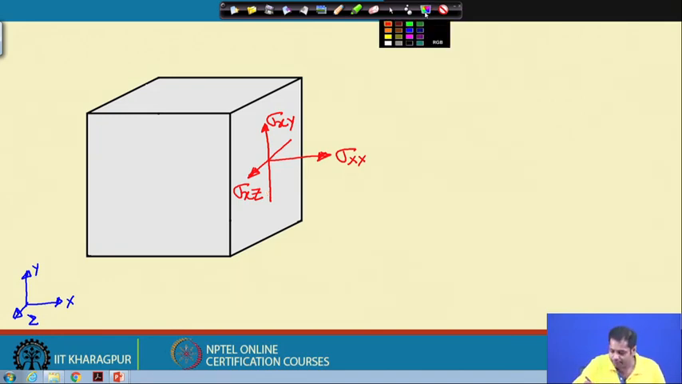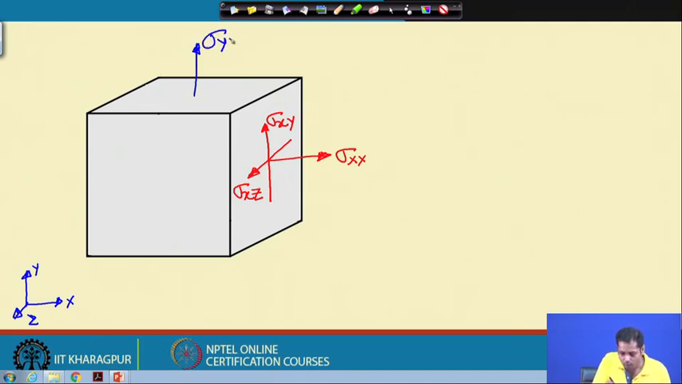So, on this plane we have first a normal stress, sigma yy, and then one shear stress which is sigma yx, and then another shear stress which is sigma yz. Sigma yz is acting on a plane with normal perpendicular to the y axis, and the direction of the stress is in the z direction.